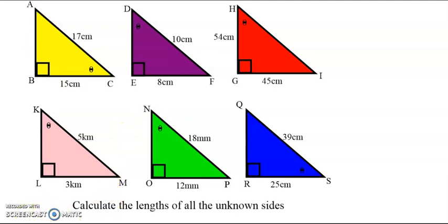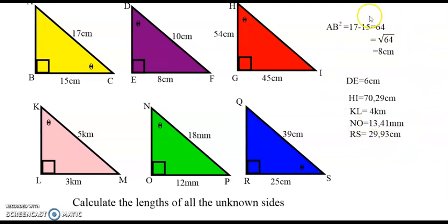Best of luck. Trust you will do well in this topic. These are all the answers. If you did not get those answers, recalculate. But firstly, make sure: do I have the hypotenuse? If I have the hypotenuse, I subtract the square on the other side. If I don't have the hypotenuse, I add the squares on the two sides.